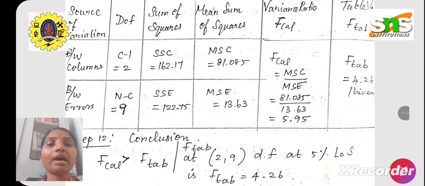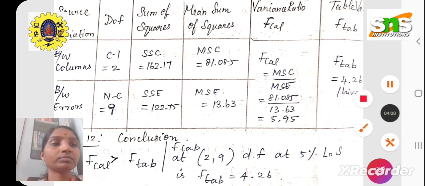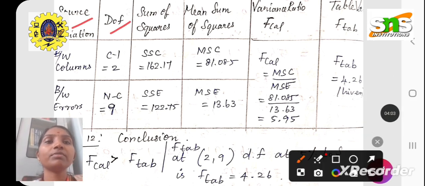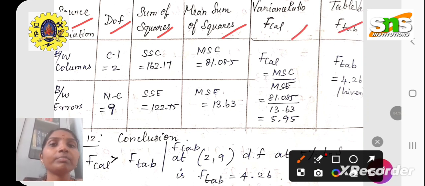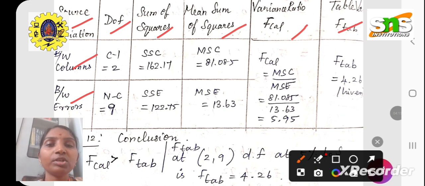And in the next step, we will frame the ANOVA table. In the columns, we will have sources of variation, degrees of freedom, sum of the squares, mean sum of the squares, variance ratio, which is F calculated, and the table value, which is F tabulated. In the first column, we will have between the columns and between the errors, because it is a one-way ANOVA classification. And the degrees of freedom is C minus 1 for columns and N minus C for errors.